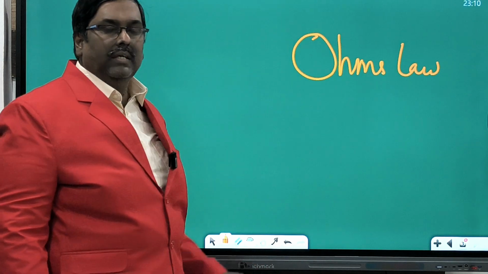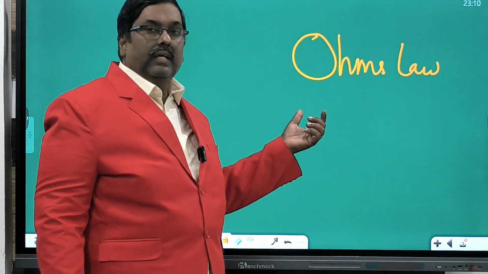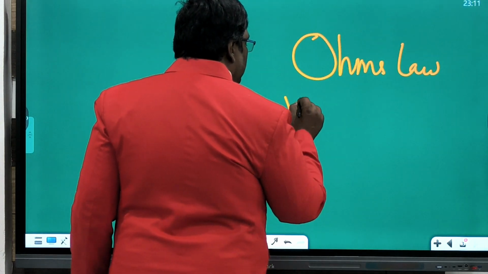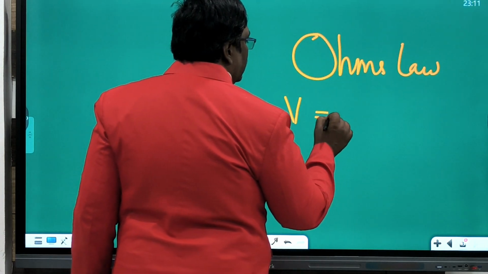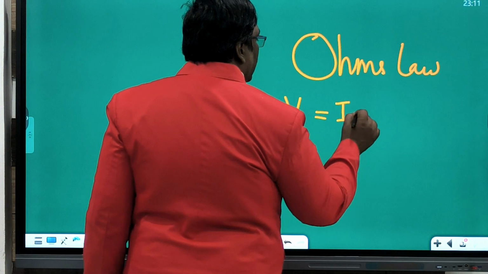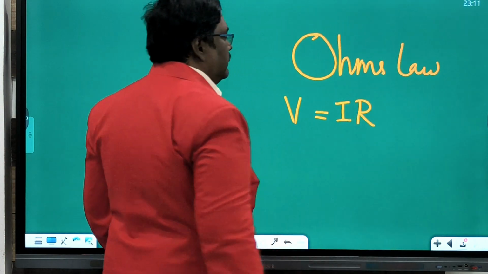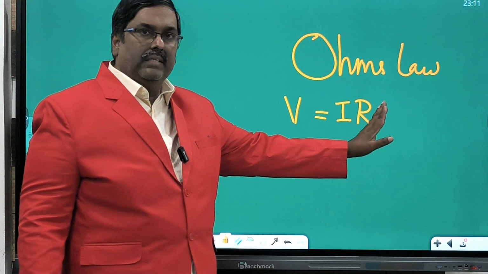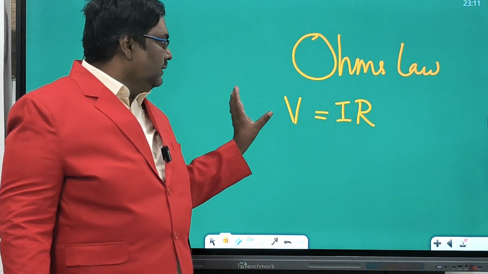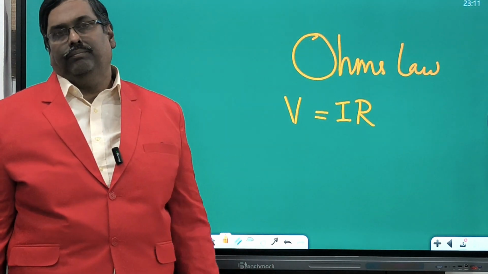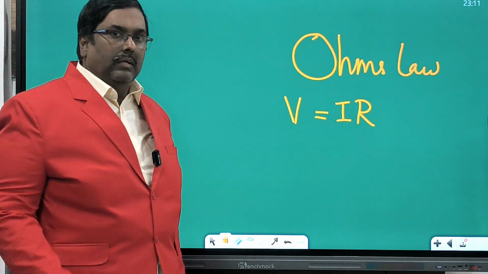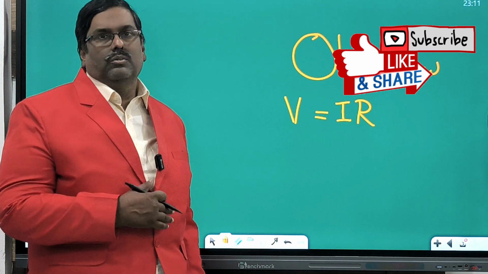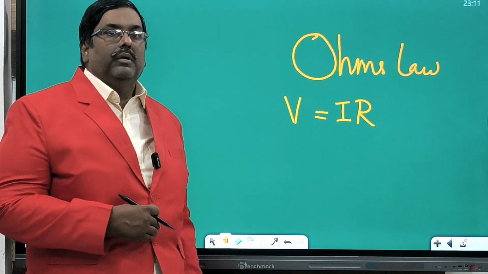Ohm's law shows the relation between voltage, current and resistance. Whatever the current is, multiply it by the resistance, and that will give the voltage. This is the formula that Ohm's law states. It's a very basic law, everybody should know about it, and it is very important.